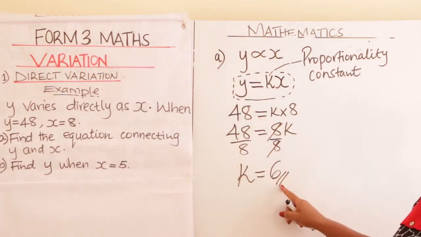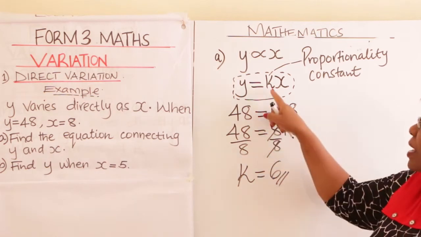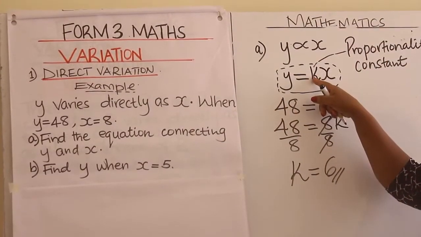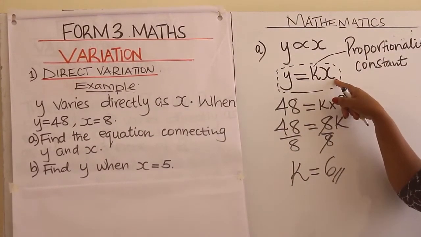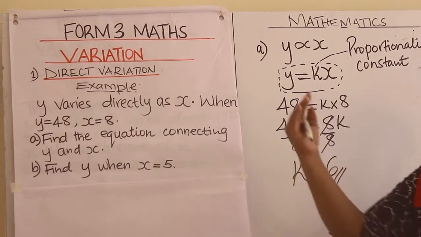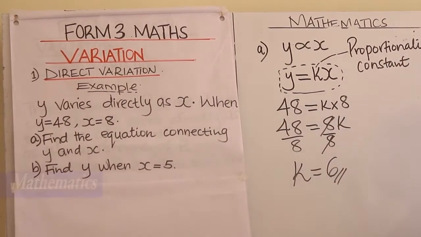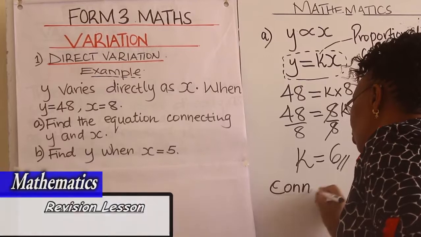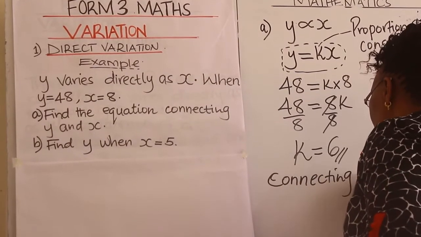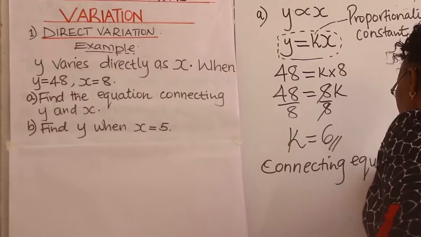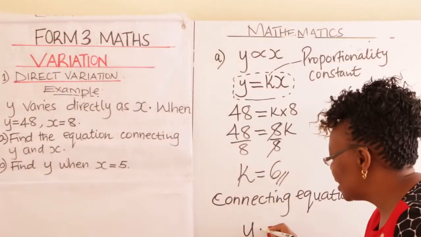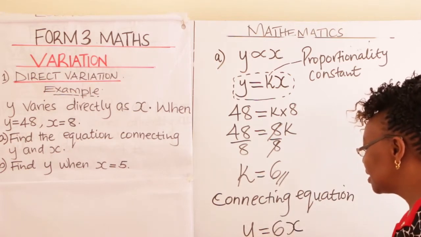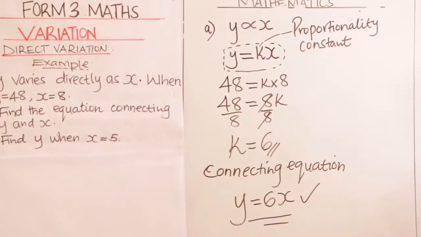After getting your proportionality constant k as 6, come and fix it here. Once you fix it here, learner, we call that equation a connecting equation, the equation that connects y to x. The connecting equation, therefore, will be y is equal to, your k is 6, and then x. So that is your connecting equation.